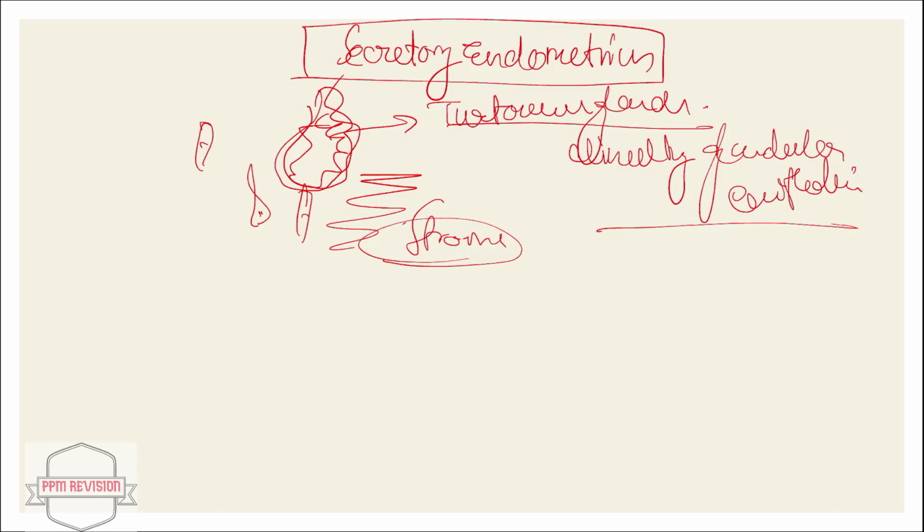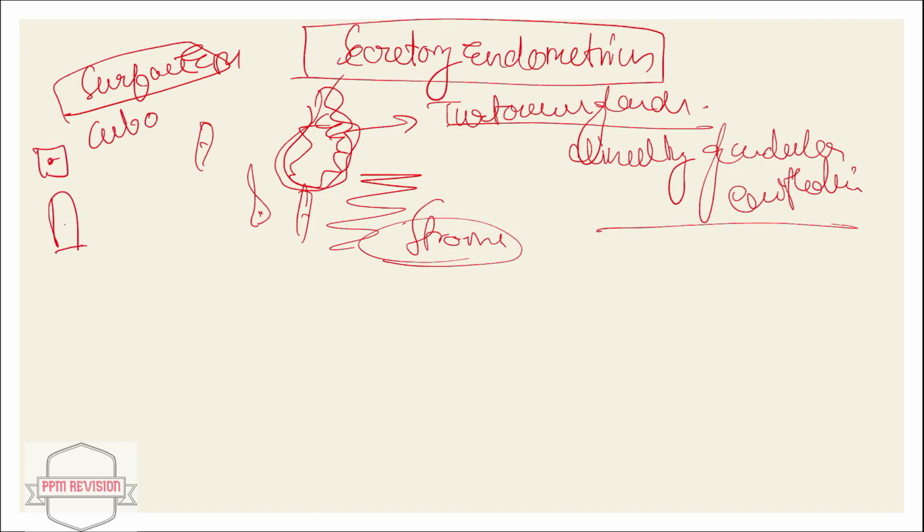Now looking at the points, the surface epithelium is cuboidal or columnar. Next, the glands are hypertrophic with gradual widening of the lumen and steadily increasing convolution. In the early phase there is not much secretory activity of the glands, but later the secretory activity fills the lumen with eosin stained secretion.